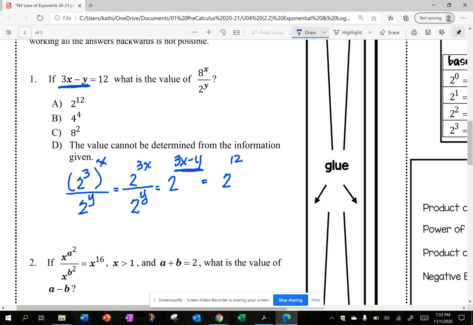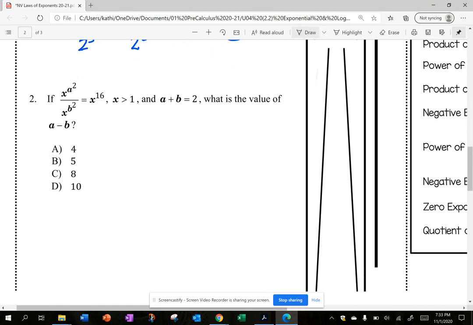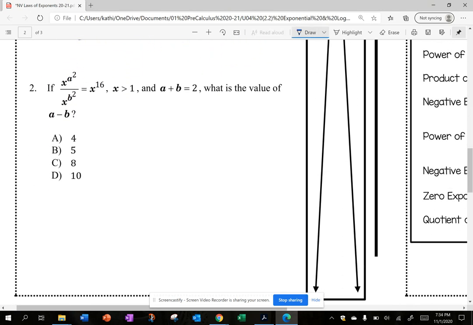Okay, so I'm recognizing this from the question. It is asking me, what is the value of this? Well, the value is 2 to the 12th. Okay, next question.